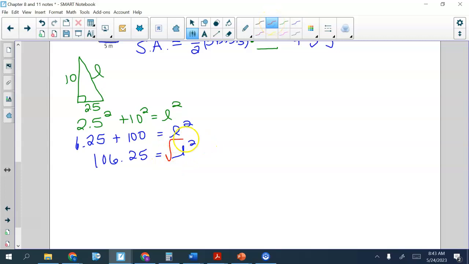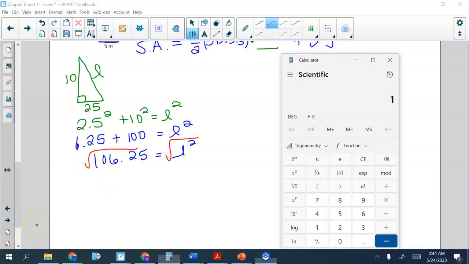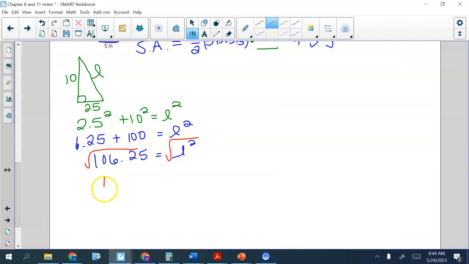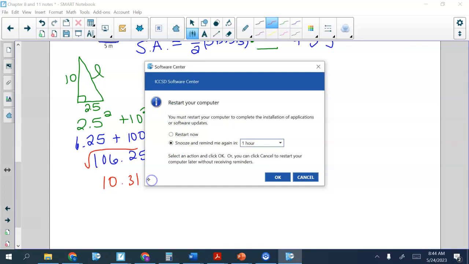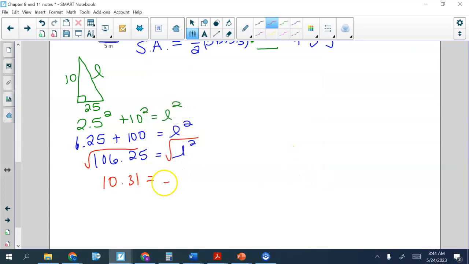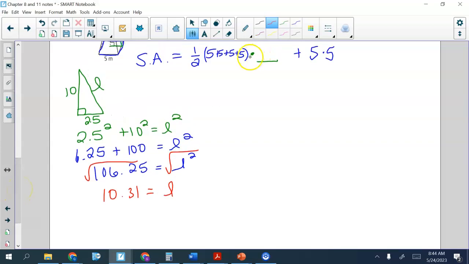All right, so if we add those up and take the square root, square root of 106.25. So if we calculate that, 106.25, take the square root, should be about 10.31. So you can either leave it square root of 106.25 or 10.31 equals my slant height. So when I go back up to my equation for my slant height, you can either leave it square root of 106.25 or just leave that number in your calculator, 10.31.